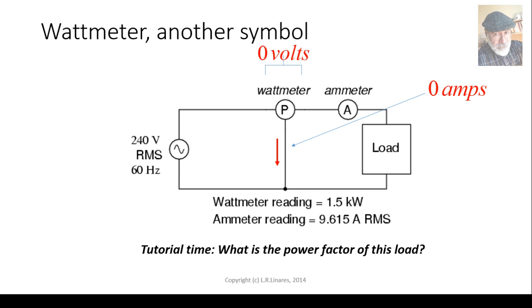By the way, tutorial time. The wattmeter reads 1.5 kilowatts. The ammeter on the right is reading 9.6 amps RMS. The question is, what is the power factor of this load? Well, you have the voltage, right? 240 volts RMS, which is given by the source on the left. You multiply the voltage times the current, and you get the apparent power of the load. You divide the actual wattmeter reading, the active power P, 1500 watts, by the apparent power, and that is the power factor of the load.